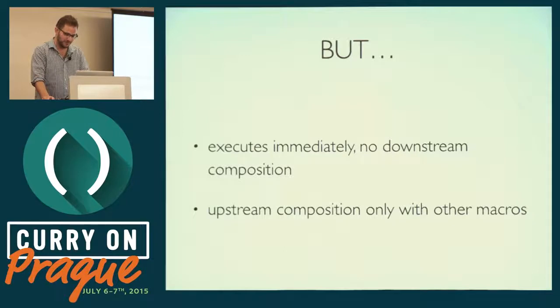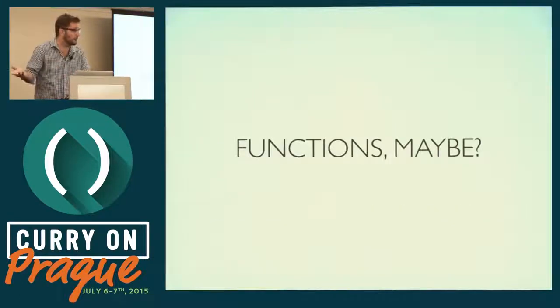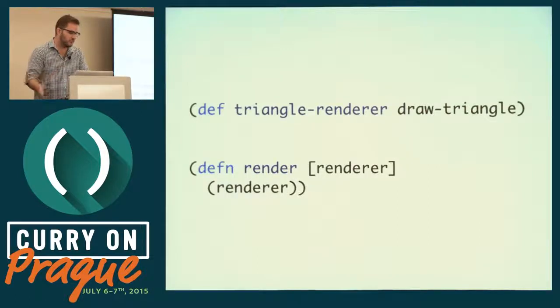It's kind of unavoidable. So maybe we should use functions, right? Maybe that's better. And we can do this actually very simply. We can just simply call our draw triangle function something else. We can call it a renderer. And we can choose not to immediately render it. We have a function called render which invokes it.